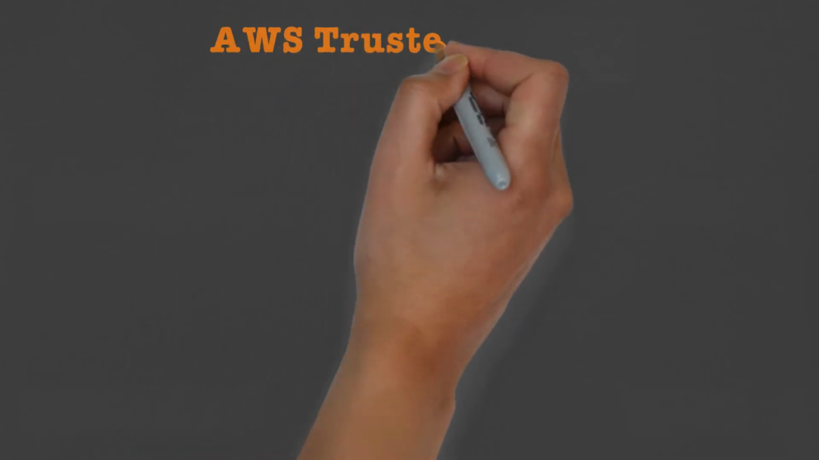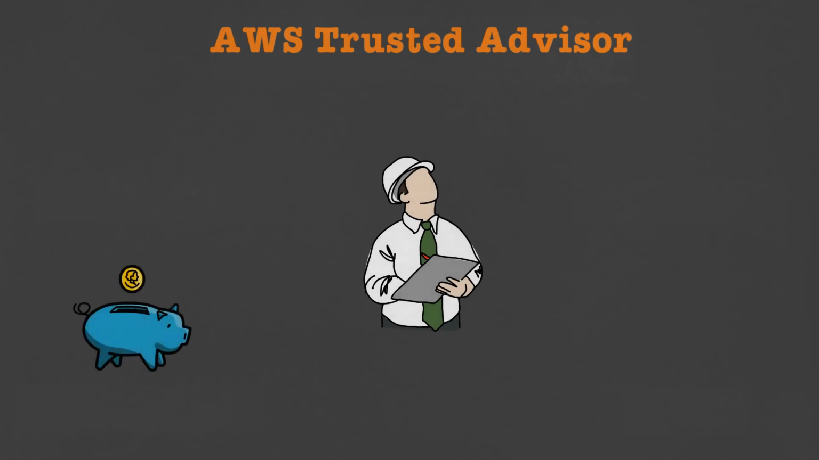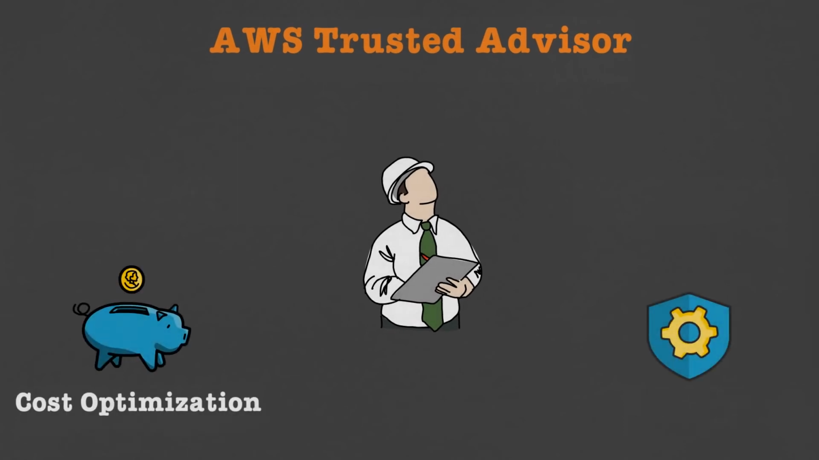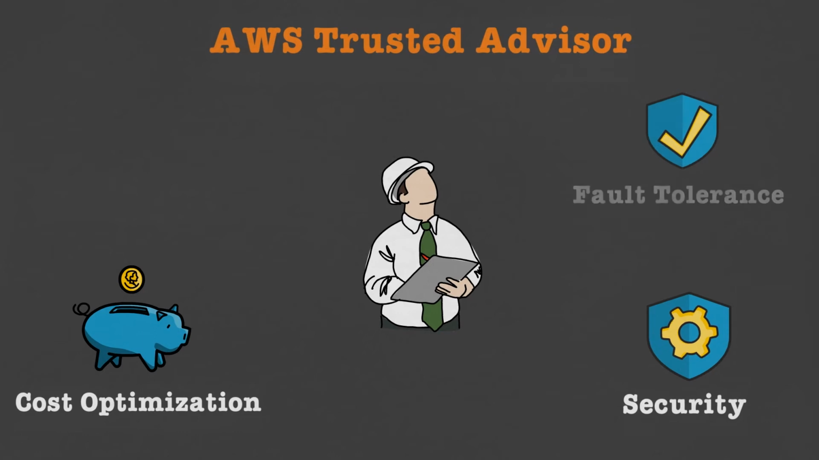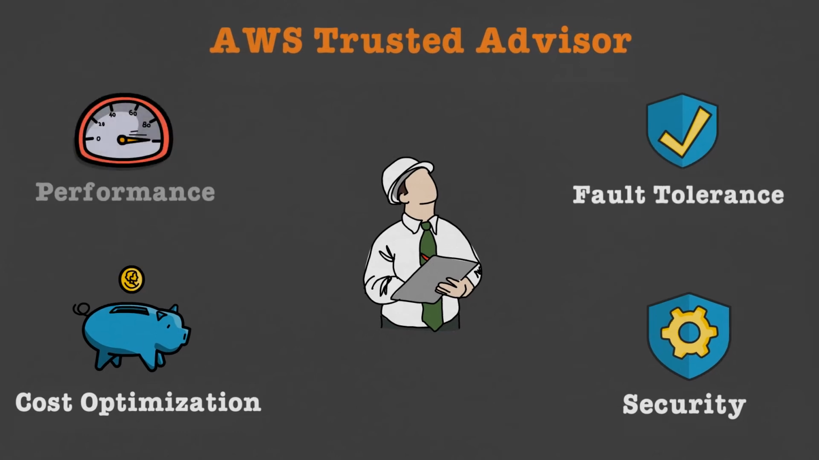Next, we discuss AWS Trusted Advisor. The AWS Trusted Advisor is a service that gives you proactive recommendations to optimize your AWS environment so that you can reduce your cost, increase performance, improve security, and achieve fault tolerance.